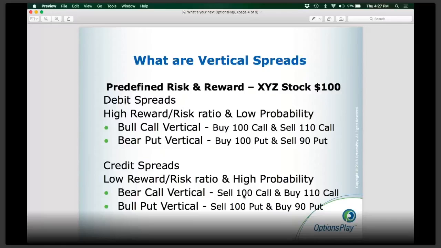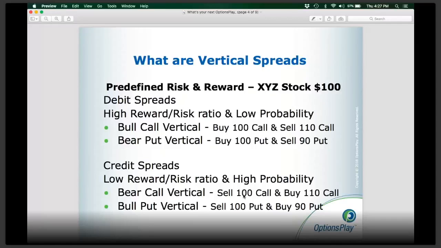Conversely, with credit spreads, it's the exact opposite. You have a low reward to risk ratio, meaning for every dollar you're risking, your potential reward is less than that $1. However, what you get with that is high probability trades. These are trades that typically have anywhere from 60 to 80% probability of the strategy being profitable, but you trade off a low reward to risk ratio for that.